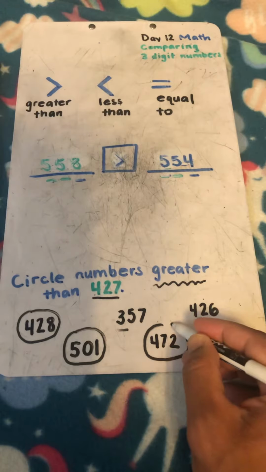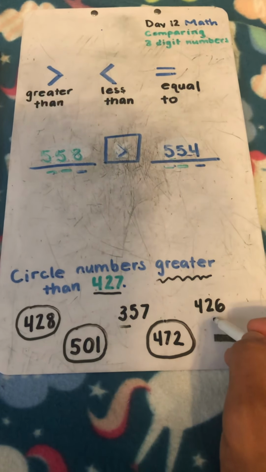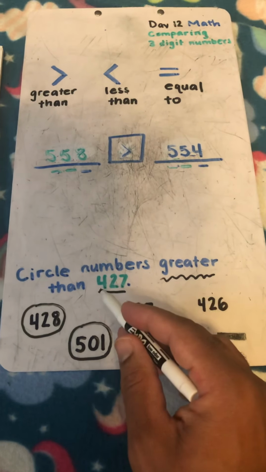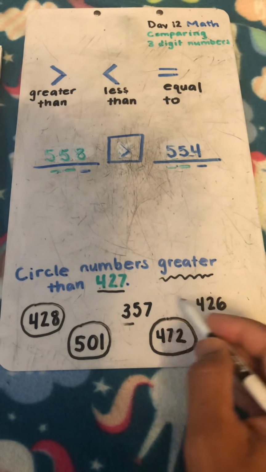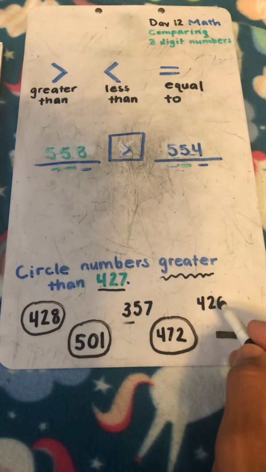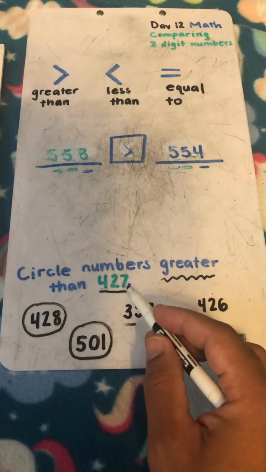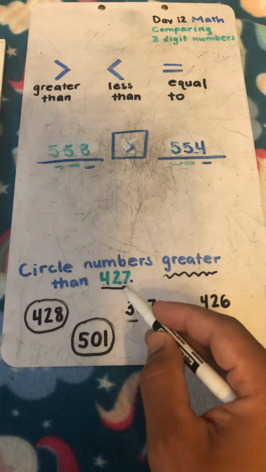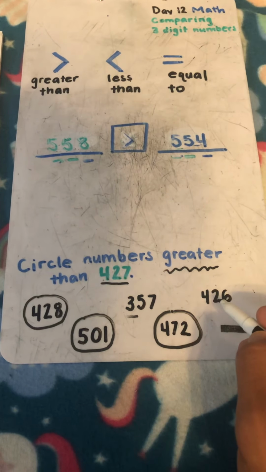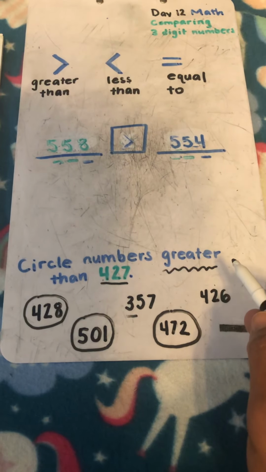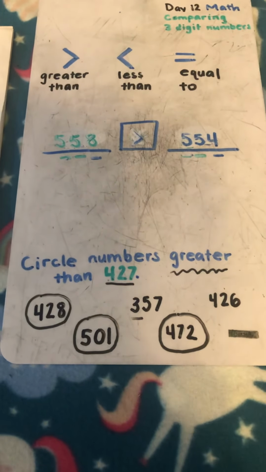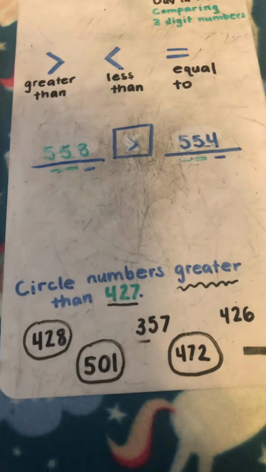It is greater. And last but not least, 426. 400s, 400s. 2 tens, 2 tens. 6 ones, 7 ones. Well, 6 is smaller than 7. This is not greater than. No circle for you. So this is an example of me comparing some 3-digit numbers.